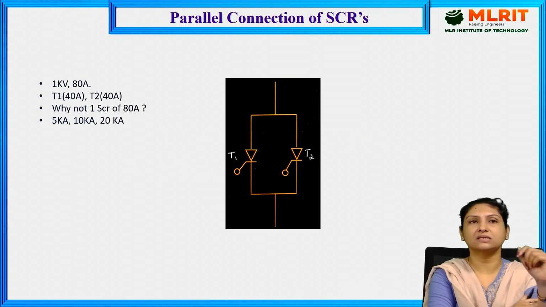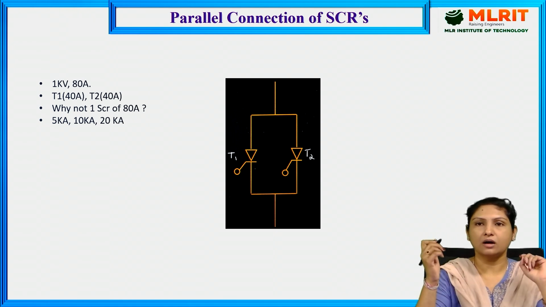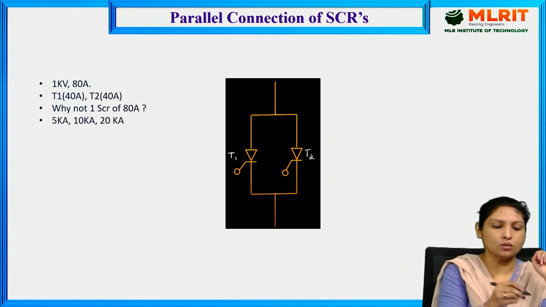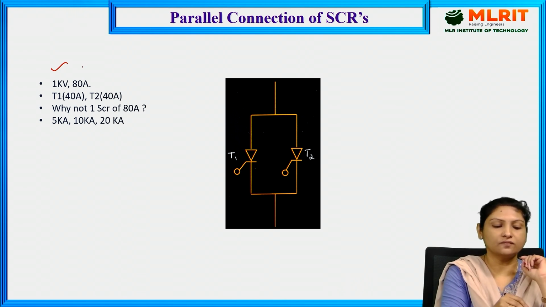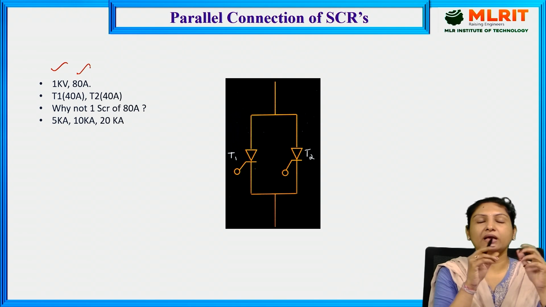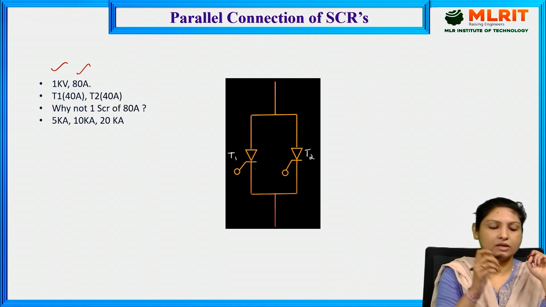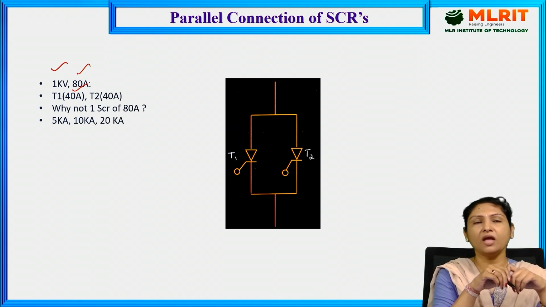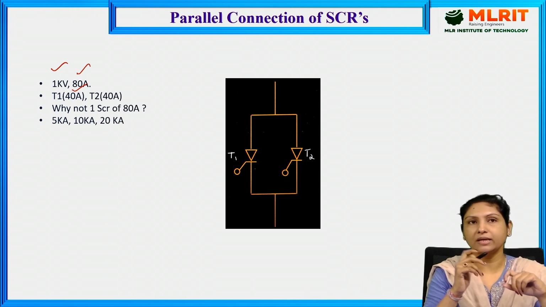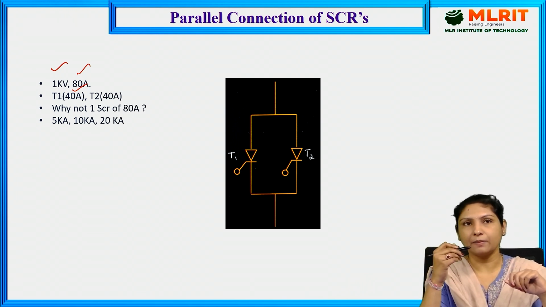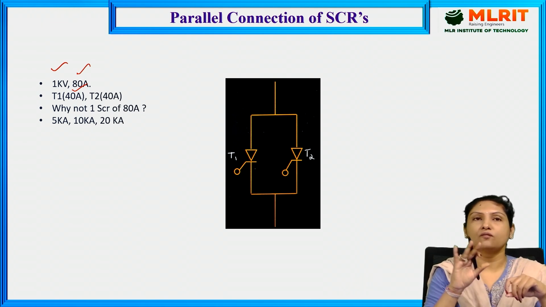Firstly, what is the necessity? Why do we need to connect the SCRs in parallel? Say I have a voltage rating of 1 kilovolt at which I need to operate the SCRs, and the current handling capability required is 80 amperes, and I have only one SCR which carries a current of, say, 40 amperes. In that case, if I connect this particular 40 ampere SCR to the circuit, it starts carrying 80 amperes and may ultimately get damaged because the rating of the SCR is only 40 amperes.